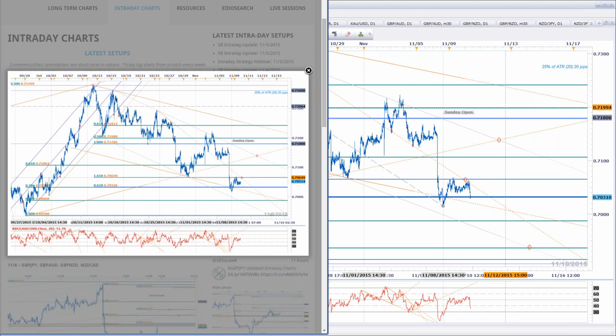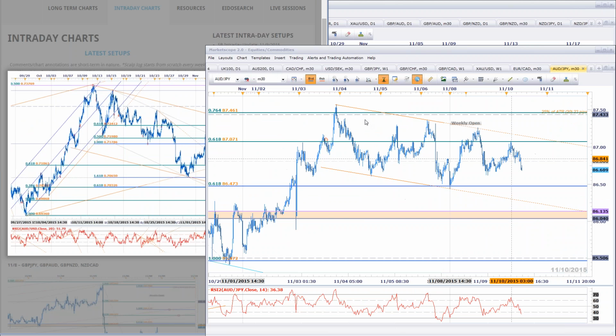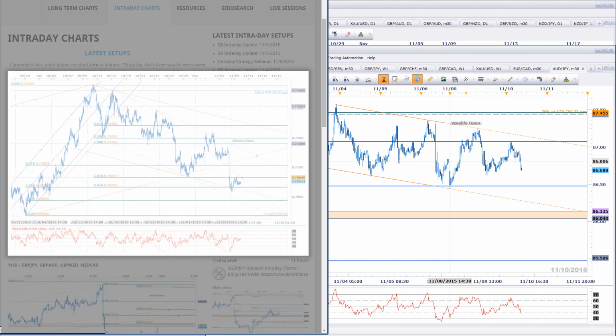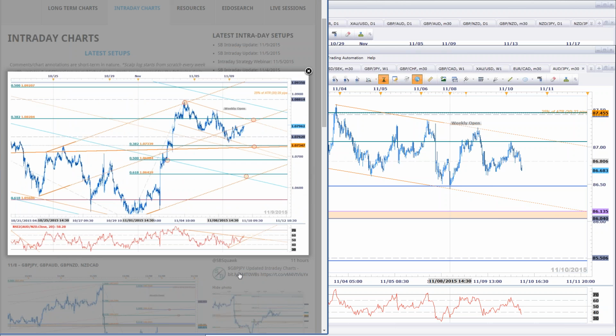Any questions on Aussie? We covered Aussie dollar. We looked at the Aussie yen channel, and that's also something we'll be watching here to the downside. Very nice opening range. Last but not least from yesterday's setup, Aussie Kiwi.